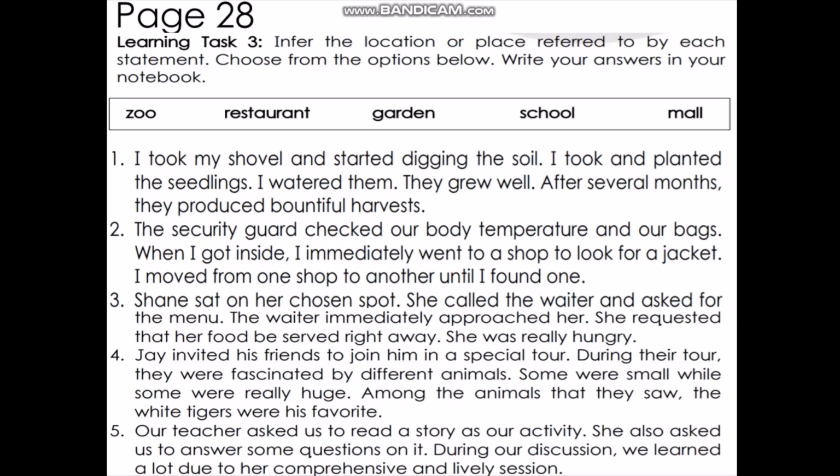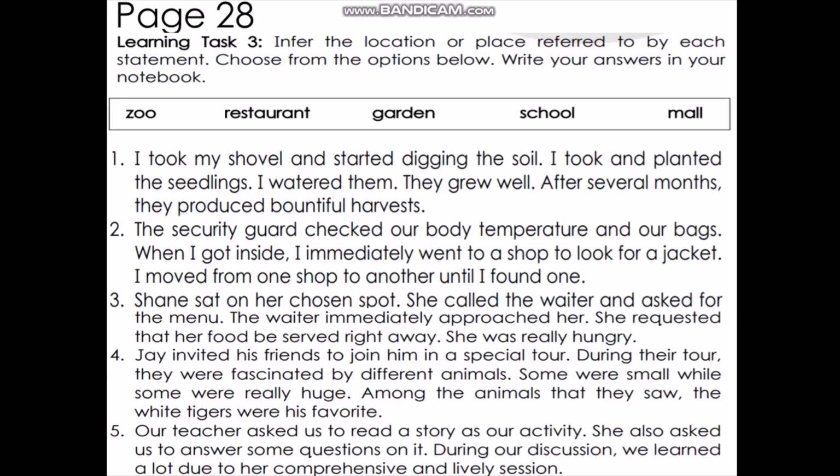Number 3, Shane sat on her chosen spot. She called the waiter and asked for the menu. The waiter immediately approached her. She requested that her food be served right away. She was really hungry. Number 4, Jay invited his friends to join him in a special tour. During the tour, they were fascinated by different animals. Some were small while some were really huge. Among the animals that they saw, the white tigers were his favorite.